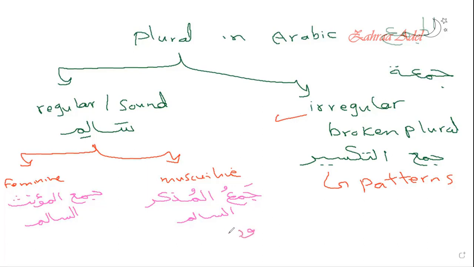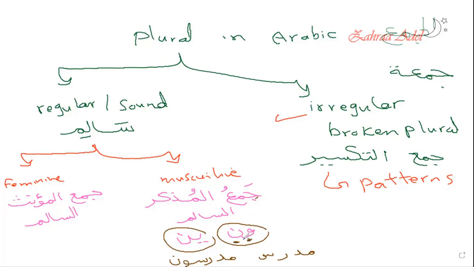Simply we will add واو نون or ياء نون to the word. When I have the word like مدرس, it will be مدرسون or مدرسين, depending on the place of the word in the sentence. Like if I say هم مدرسون, they are teachers, in this case I use واو نون. But if I say قابلت المدرسين, I met the teachers, so I use ياء نون. So depending on the place of the word, I choose whether to use واو نون or ياء نون. مدرس, مدرسون. So we have الجمع المذكر السالم.